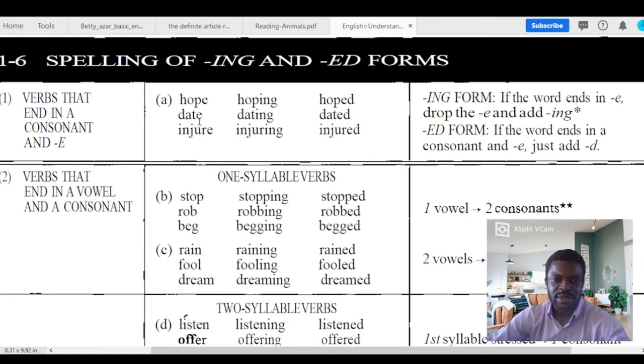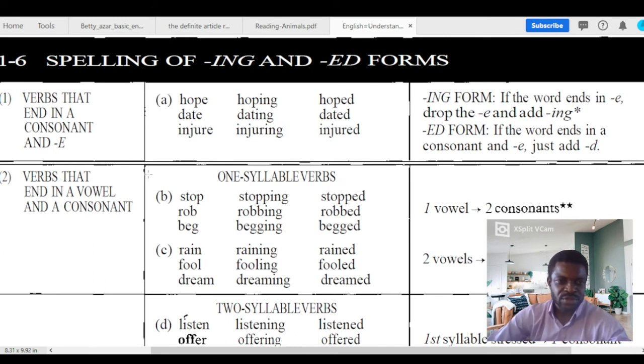Like date, D-A-T-E. When we're doing the ing form, we remove the e and put what? ing. Dated. All we need to do for the ed form is just add d. ing form, if the word ends in e, drop the e and add ing. Ed form, if the word ends in a consonant and e, just add d to form the ed forms. Okay, these are very important because spelling of our verbs is very vital to what we're doing, so we don't get it confused.